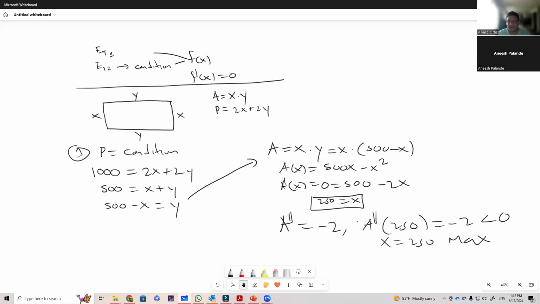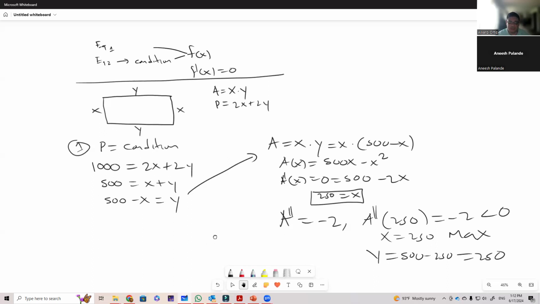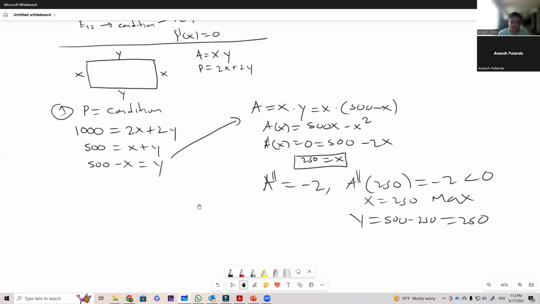So that's what the optimization does. Once you find that, you plug it into y. y is 500 minus 250, and so you find that this is 250 as well. That gives you the maximum dimensions of the pen. This is one of the cases where the condition was over the perimeter. And the one on your exam also has the condition being in the area.